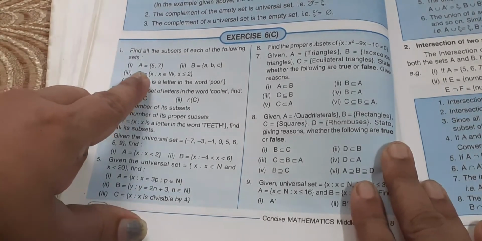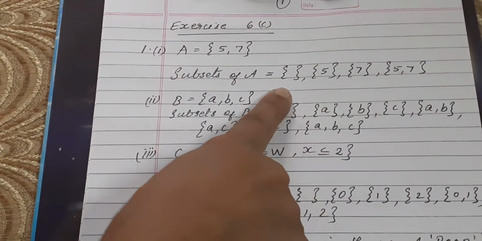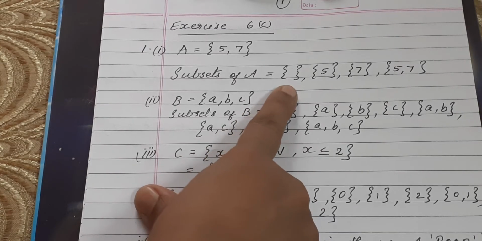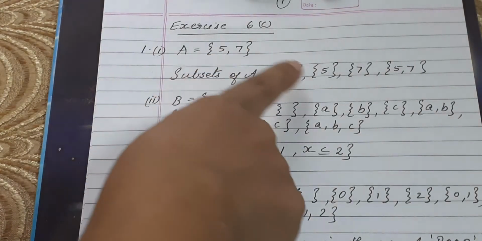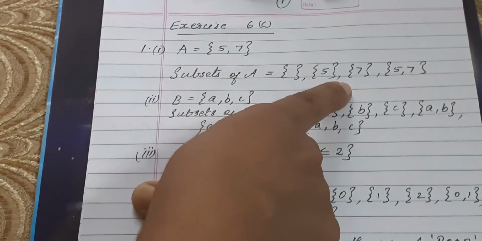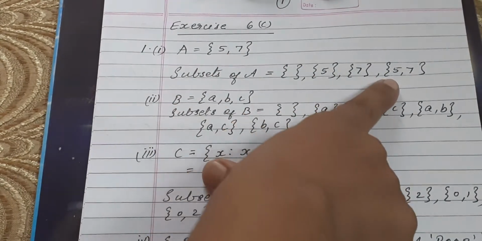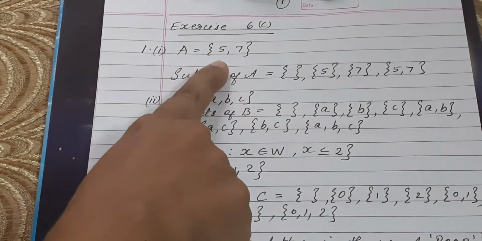Okay. So first set here given is A is equal to {5, 7}. So subsets of {5, 7}: empty set is a subset of every set. So first subset we will write empty set. Then singleton sets {5}, {7}. Then every set is a subset of itself. So {5, 7}. So how many subsets are there? 4 subsets are there for this set.